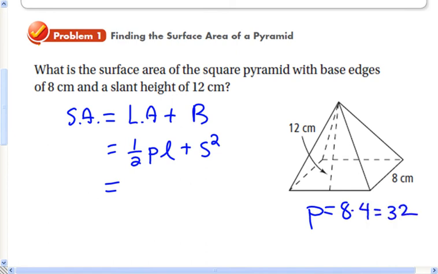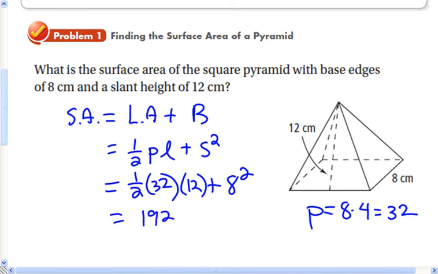All right, so we're going to do 1/2 times 32 times the slant height, which is 12, plus 8 squared for the base. And when we do that, we get 192 for the lateral area, plus 64 for the base area. Adding those together, we get 256 square centimeters. All right, I'll let you try that.